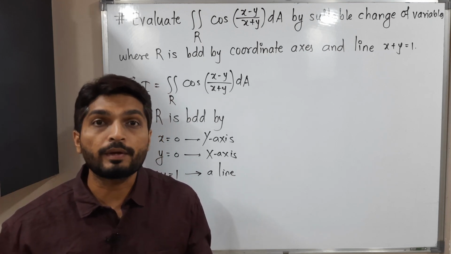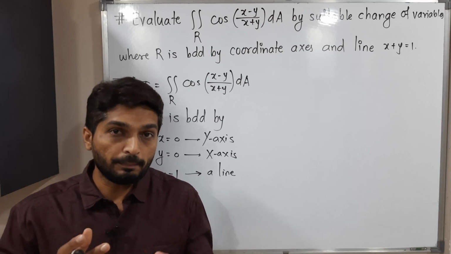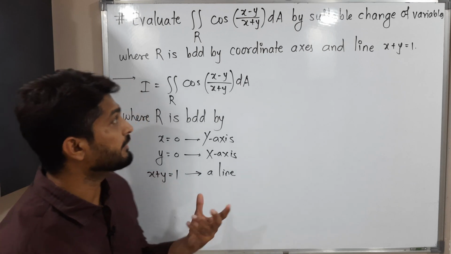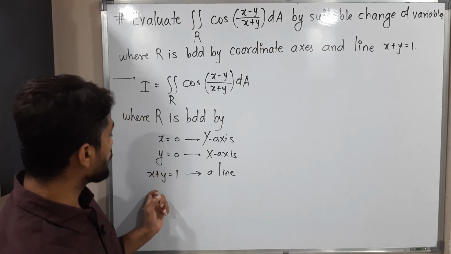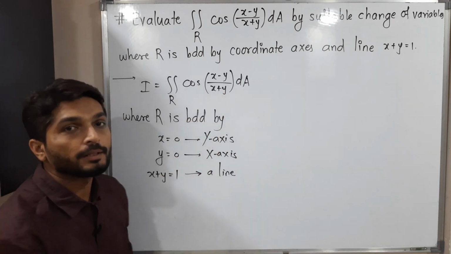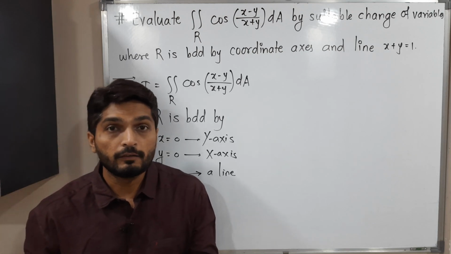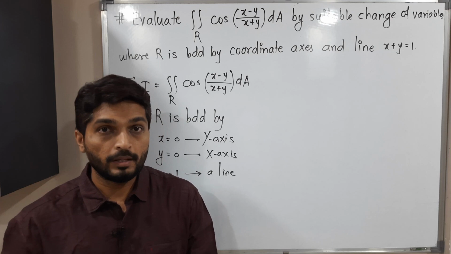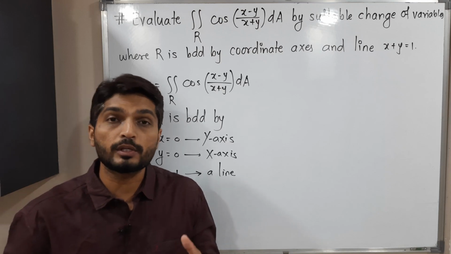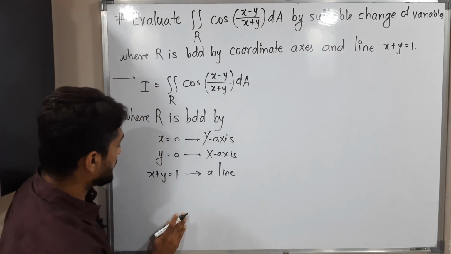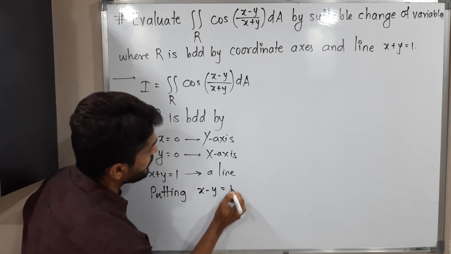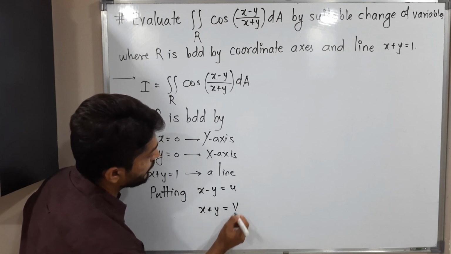Now the question is what we have to put. So we should try to find a pattern here, as well as we can consider some terms which are appearing here frequently. You can see here x plus y is equal to 1. This is the equation of line. Same x plus y appearing in this denominator. So it gives the suggestion that we should put x plus y is equal to something. If we put x plus y is equal to something, obviously we should put x minus y is equal to something. So let us do the same. Let me write putting x minus y is equal to u and x plus y is equal to v.